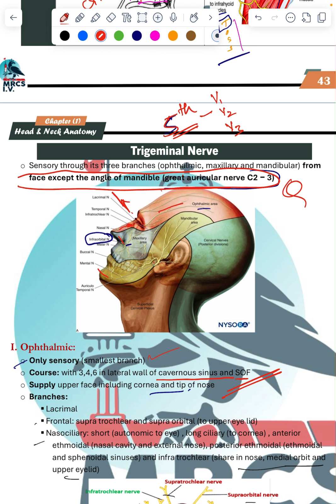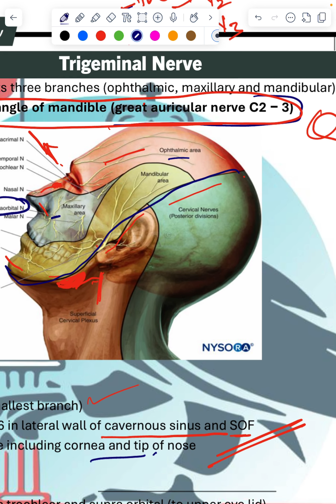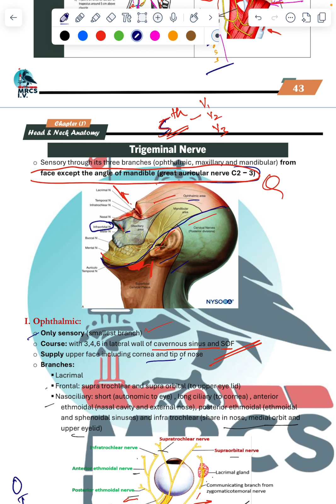Three nerves from the face, except the angle of the mandible. This is left. The question is coming. This is the angle of the mandible. This is not supplied by the trigeminal nerve. It is supplied by the greater auricular, cervical. You know the cervical vertebrae are there. So the greater auricular is supplying this, and this much of the anterior face is supplied by the trigeminal, and posteriorly by the cervical nerves. Again, the greater auricular and all these nerves are supplying the posterior part of the scalp.